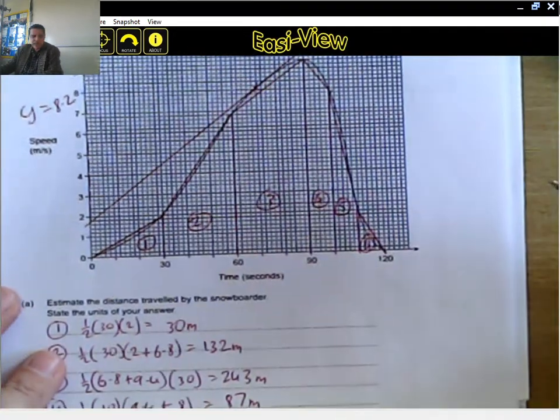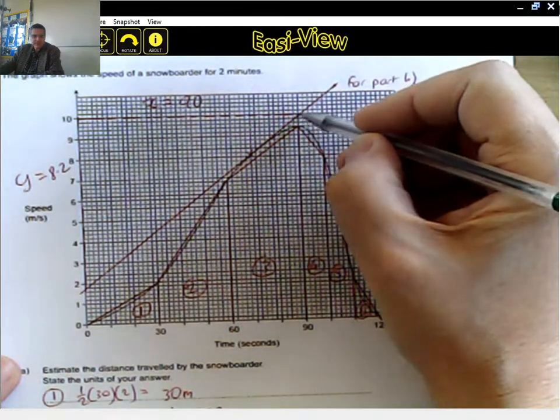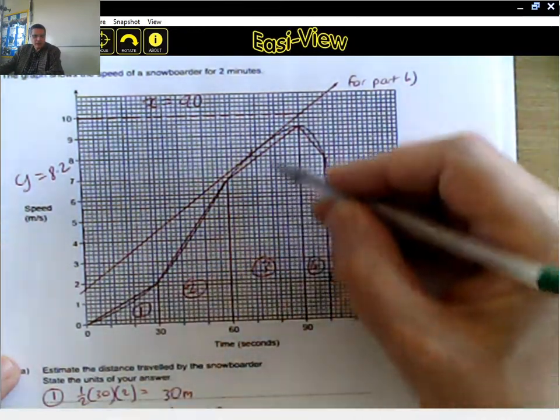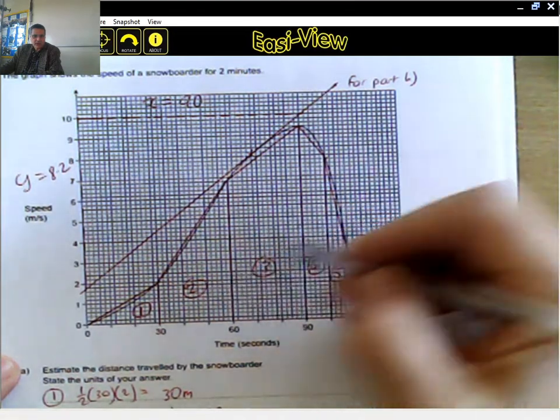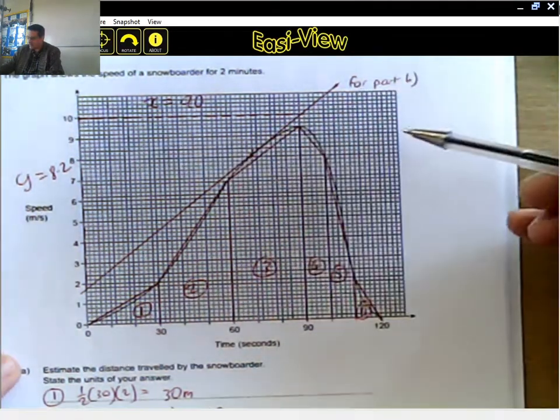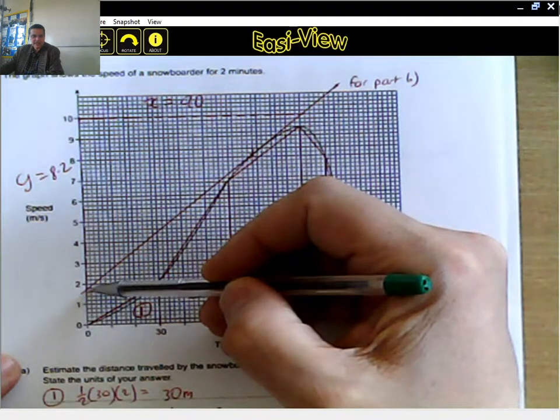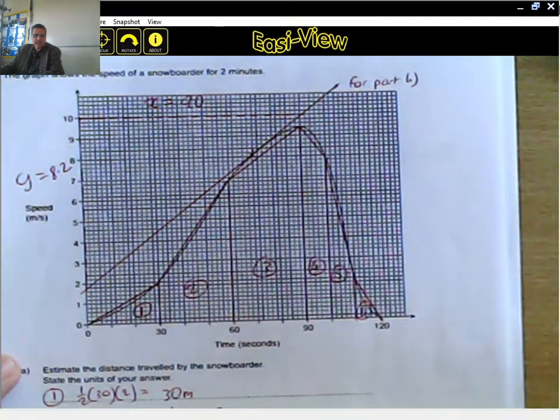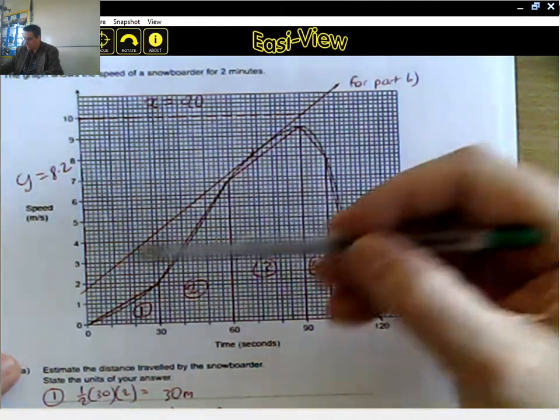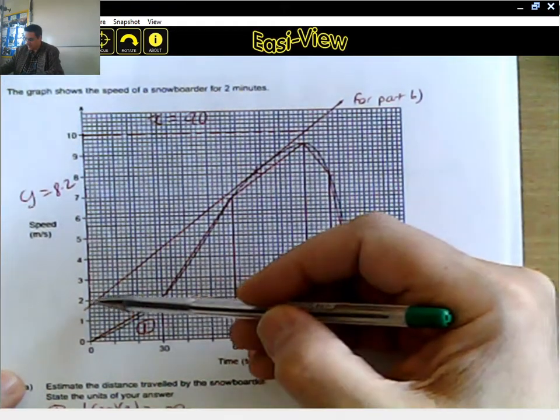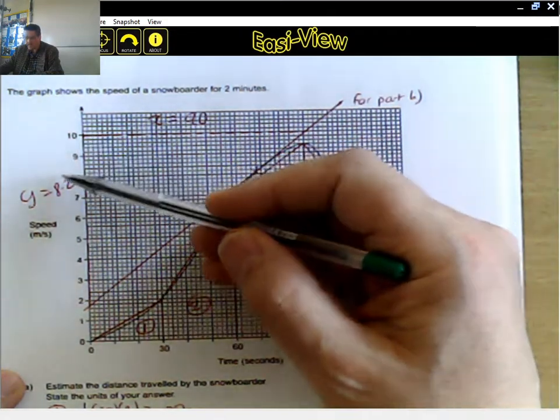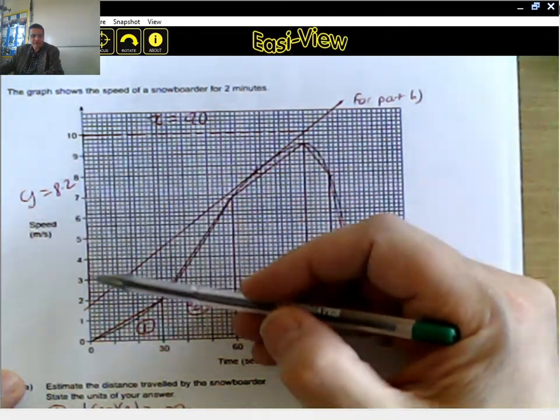Now, to get the gradient of a straight line, you should make yourself a nice big triangle down here, but I just couldn't bear drawing triangles amongst all my other little trapezia. So I did it on the outside. I went from here up to here, and I went from there across to there. The numbers aren't beautiful. I went as far as 0.8 up to 10, 1.8 up to 10, which gives me a difference of 8.2.